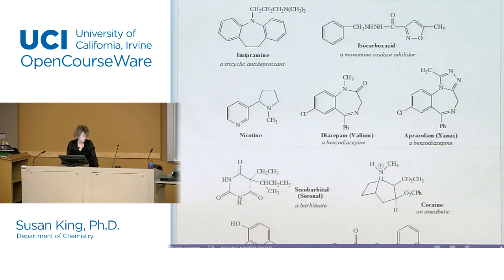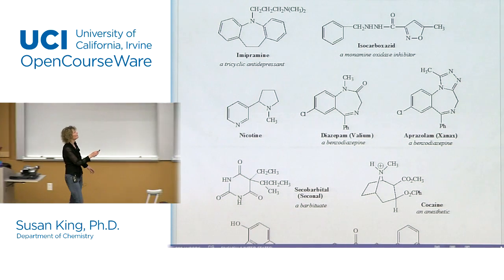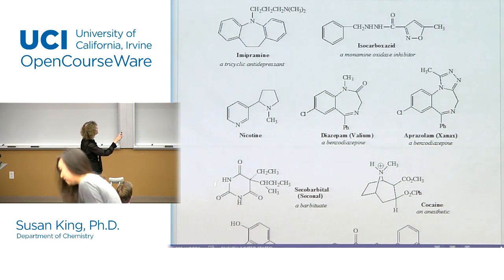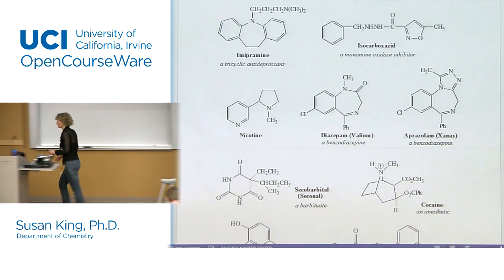There's secobarbital, which we're actually going to do this week in discussion. We're going to learn how to make those. This is a barbiturate. If you look at this part of the molecule here, this is made from an active methylene compound, and then you just condense that with urea. We're going to do that in discussion this week. That's old chemistry. Then we have cocaine, and what else do we have? Scroll down.